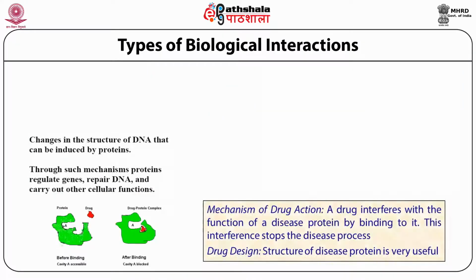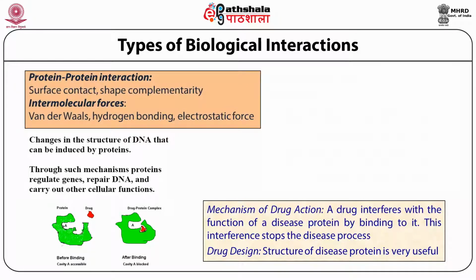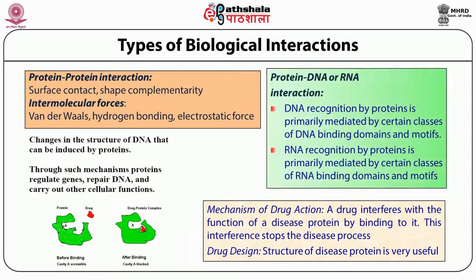Here we discuss the types of biological interactions. Biological interactions are of many types depending upon what kind of biological molecules are interacting. The first one is protein interaction. Here one protein can bind with another protein and many other proteins. So protein interaction is totally based on surface contact and shape complementarity. And based on that, these complexes are stabilized by van der Waals interactions, hydrogen bonding, and some electrostatic forces.